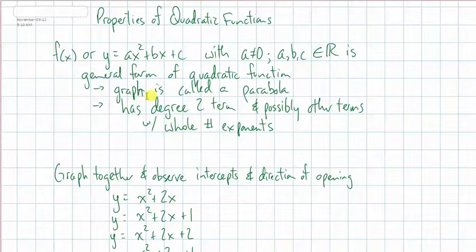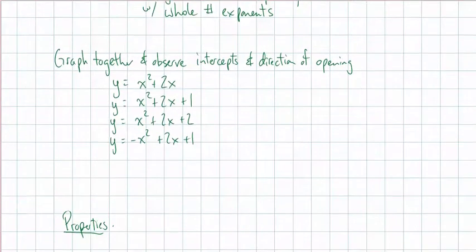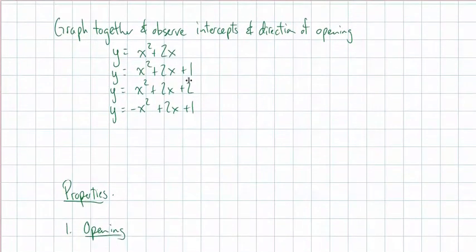And if we graph it, the graph has the name parabola, has a certain U shape that we're going to see. A quadratic always has a degree 2 term. It may have other terms, and those terms will have whole numbered exponents. To start, let's graph a couple of functions together. I've made a list of functions, and we're going to use our graphing calculator to graph them, and then we're going to observe the properties, direction of opening and intercepts where it crosses the axes.